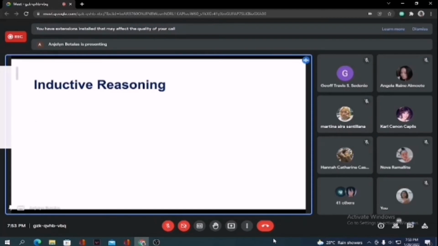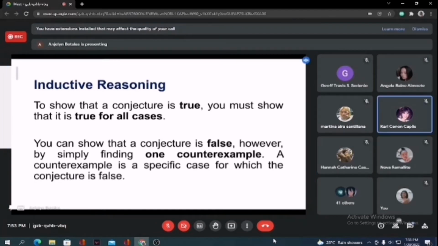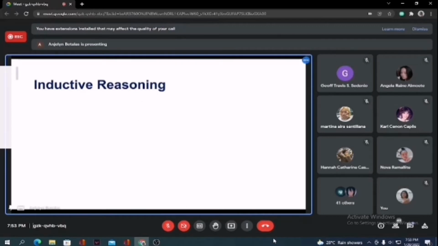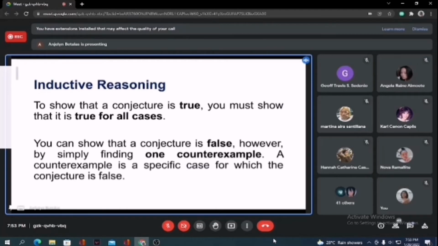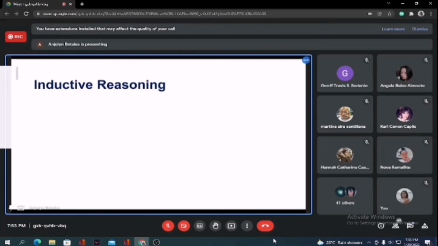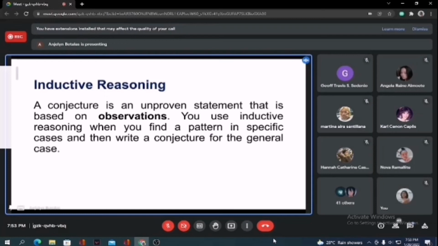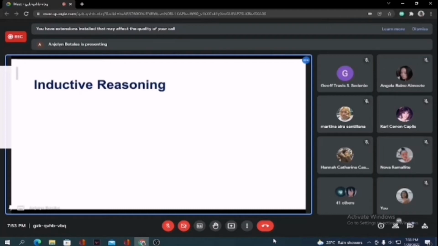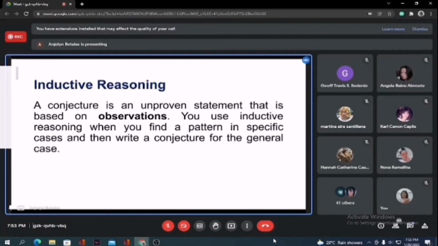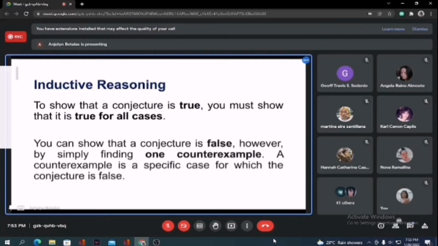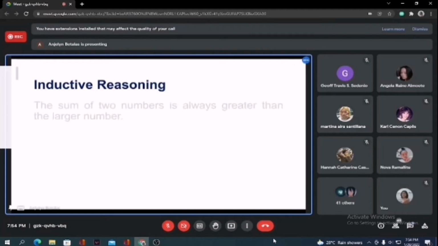Do you understand the counterexample? Yes, ma'am. We just gave a counterexample. So that is part of inductive reasoning. Again, in inductive reasoning, you are making a conjecture, and a conjecture is a statement that is unproven, based on observation. When you observe a pattern, you can make a statement, but a conjecture is true only if it is true for all general cases, not just one case. True for all cases.